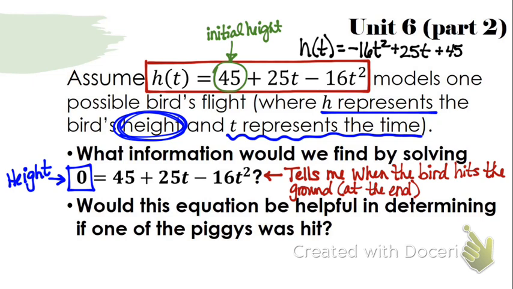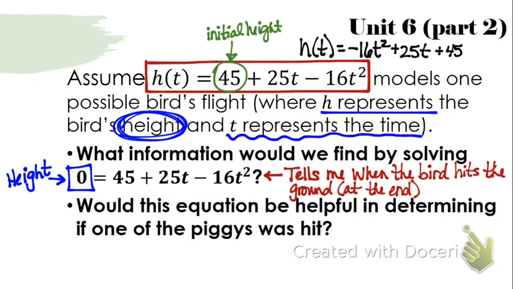Would that equation be helpful in determining if any of the piggies were hit? Why or why not? Actually, well, no, because it just tells you the time and the height. If it was like, at this time a piggy was hit, maybe. But no, because it tells you when the bird hits the ground, it just shows at the end. It doesn't know maybe it hit a piggy and then fell to the ground. So then you only know the ground. You wouldn't know it hit a piggy.